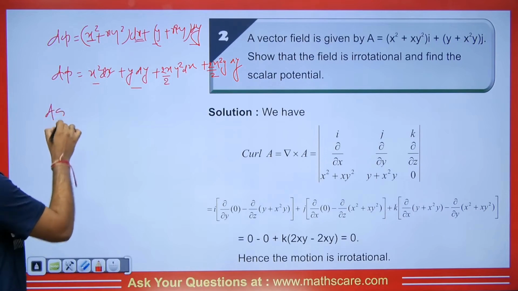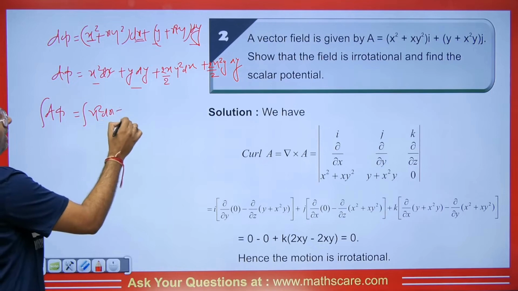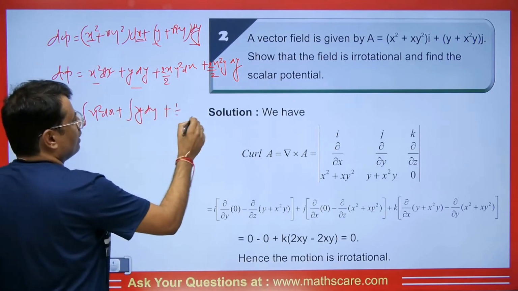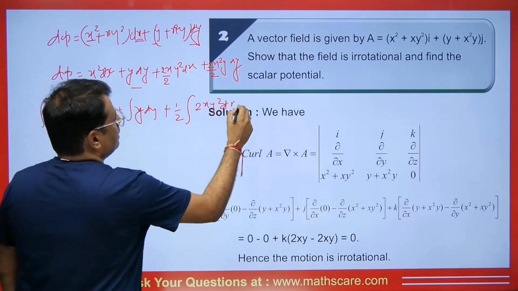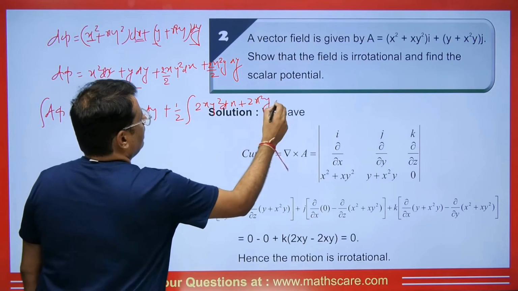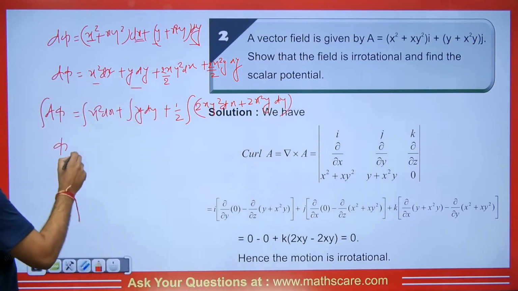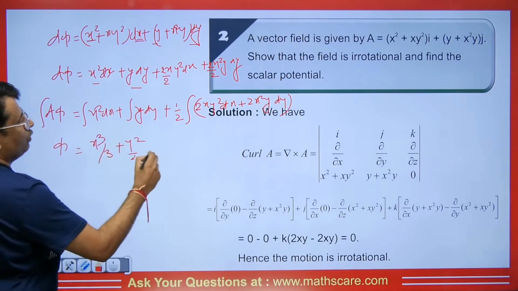Students, first of all, we will do its integration. If we do its integration, what will we get? x² dx. In the same way, it will be y dy. Now, look at this. This 1 by 2 is common, right? And students, here we will get 2xy² dx plus 2x²y dy. Let's leave this together for now, right? We will solve it later. d phi equals x³ by 3, do its integration. This will be y² by 2 plus 1 by 2.